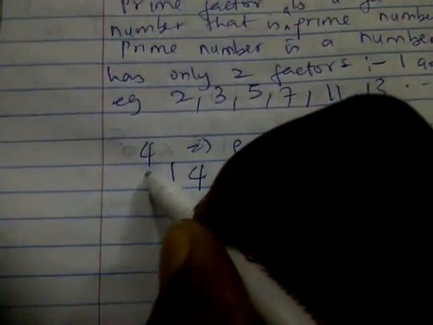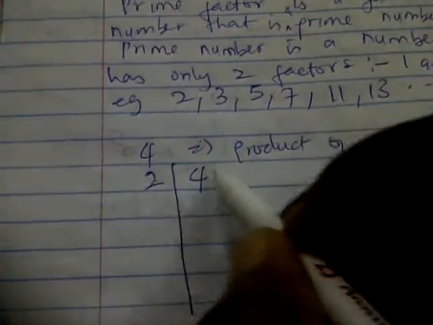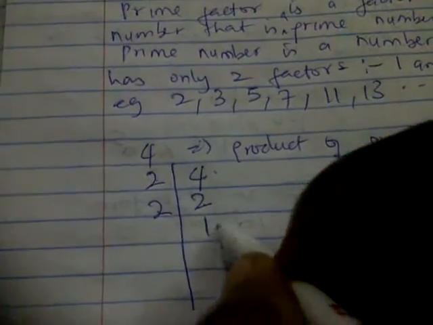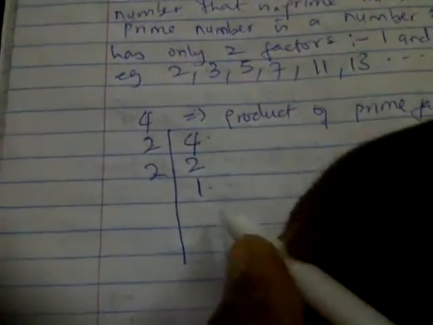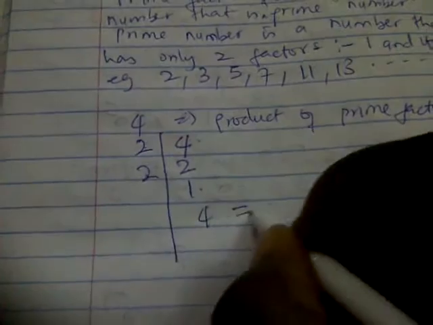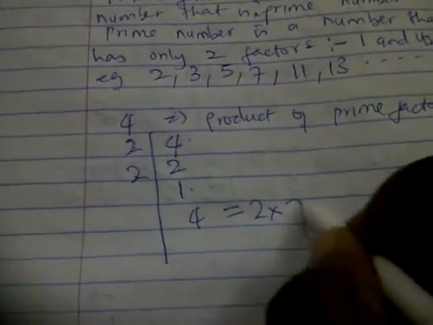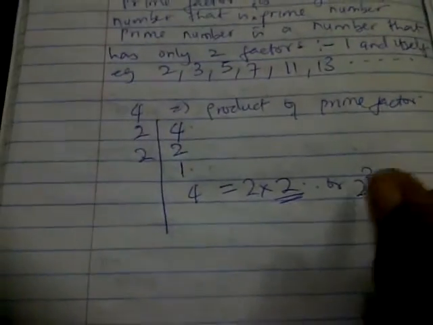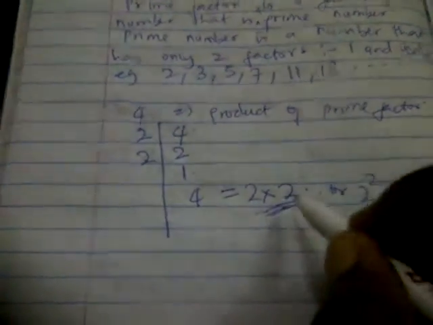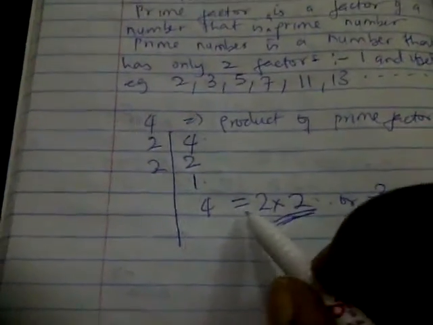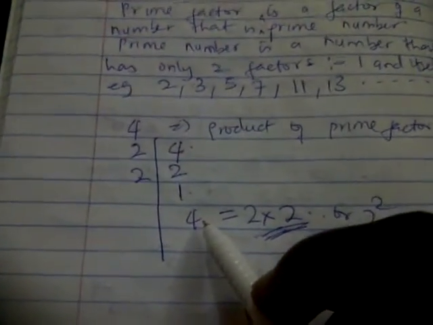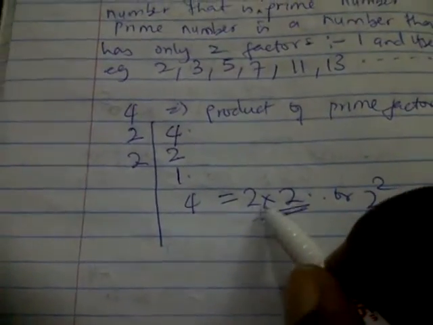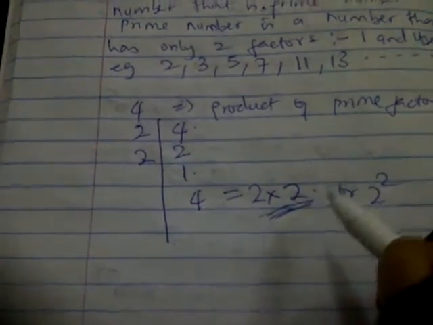For example, for 4, you have 2 is the first prime number, so 2 into 4 is going to give you 2, and then 2 into this is going to give you 1. So you find out that expressing 4 as a product of its prime factors is 2 times 2, okay, or 2 raised to the power 2. But this is actually the correct one because this is a product. Expressing 4 as a product of its prime factors is multiplying out all those prime numbers that, when you multiply them out, you get 4.